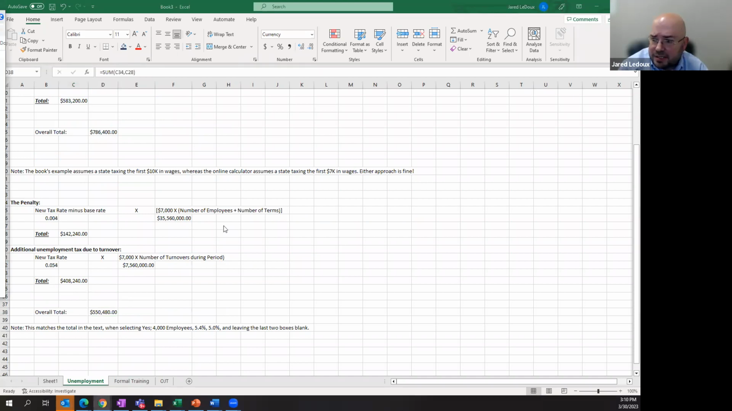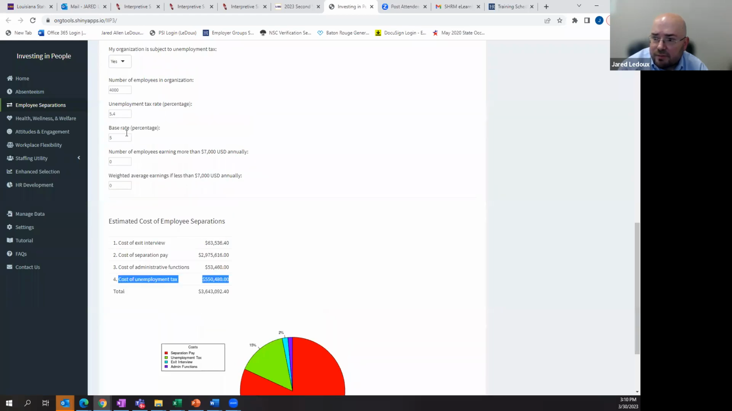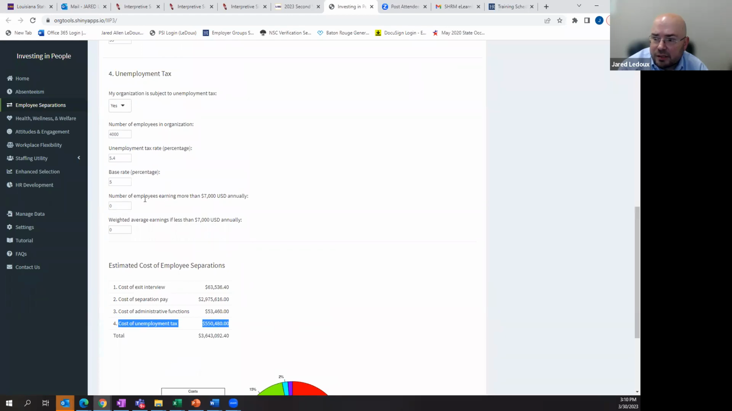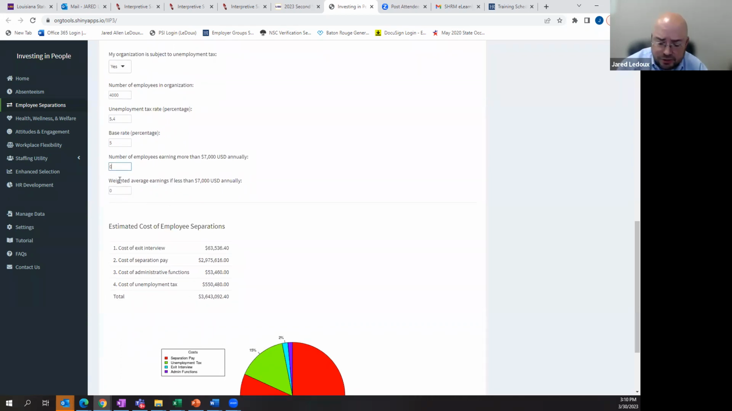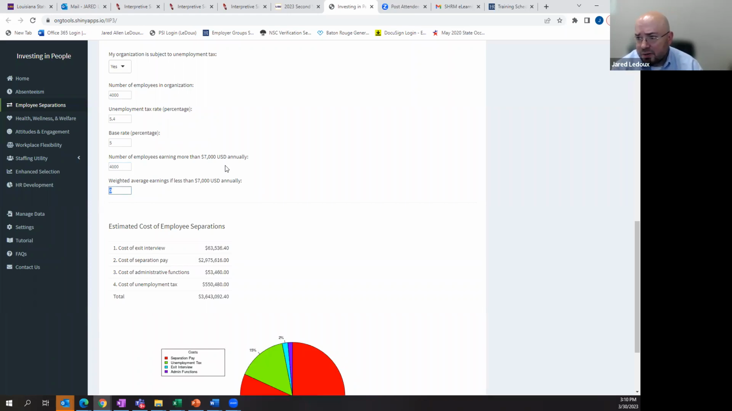And so that's the number that you come up with in the cost of unemployment tax whenever you do it based on this calculator, because the calculator is making an assumption of $7,000 is where you're going to be taxed, not $10,000. I will note, these last two categories you can leave blank, and it doesn't change your number. If you assume 4,000 employees earn more than $7,000, it's making those assumptions for you, and it's not making any change here in the cost of unemployment tax.